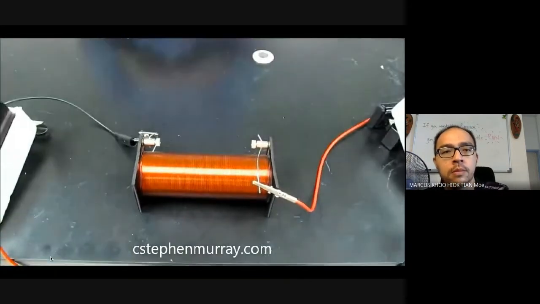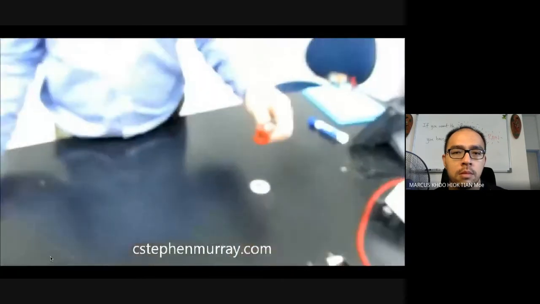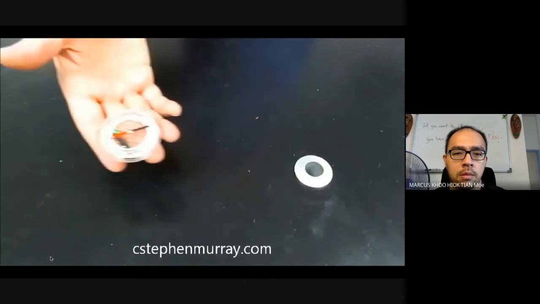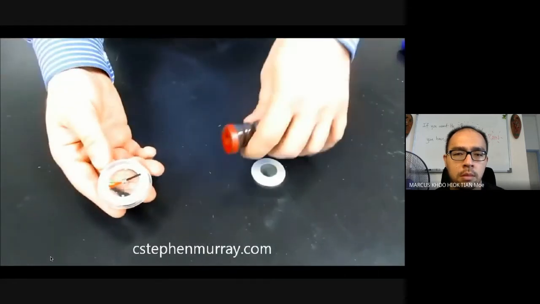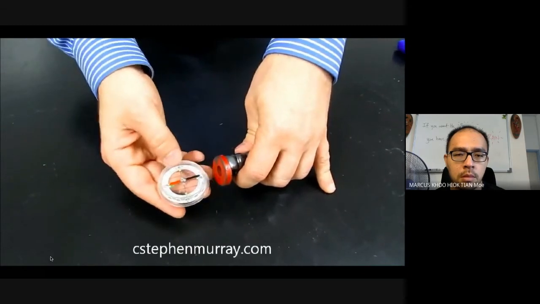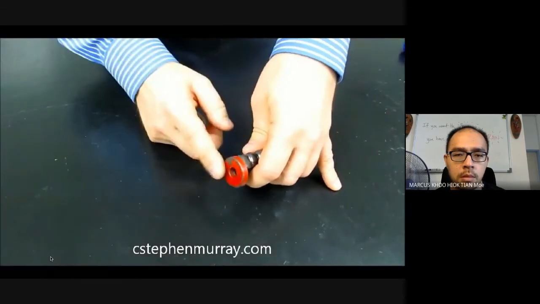I now have a stack of magnets. Let's prove which side is north, which side is south. I have a compass that is pointing roughly north. When I go like this, notice it's the south side of the compass pointing that direction. So this must be a north pole.